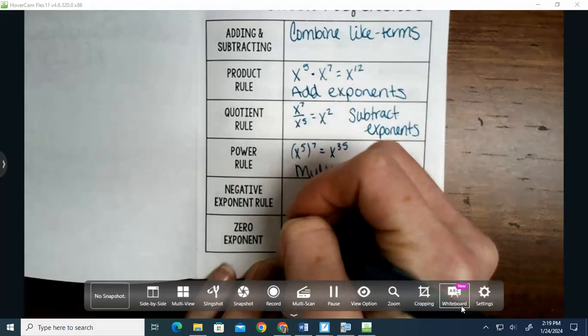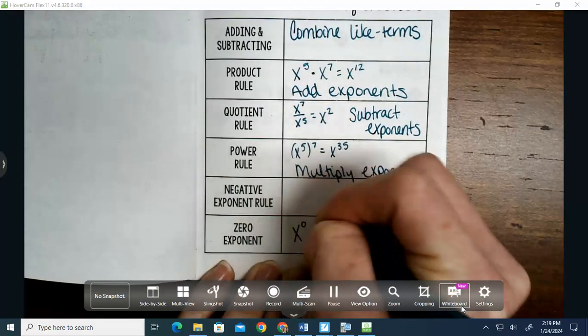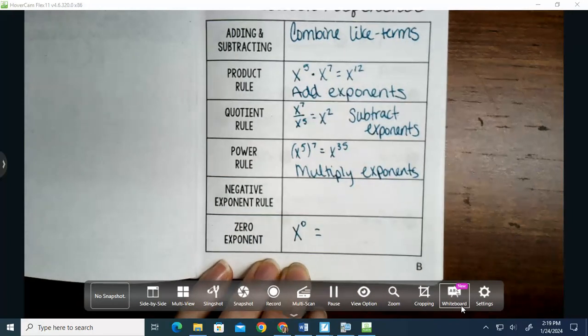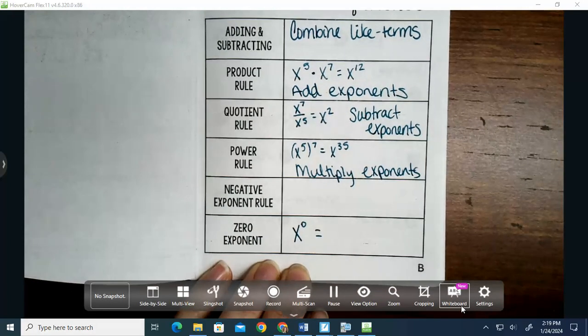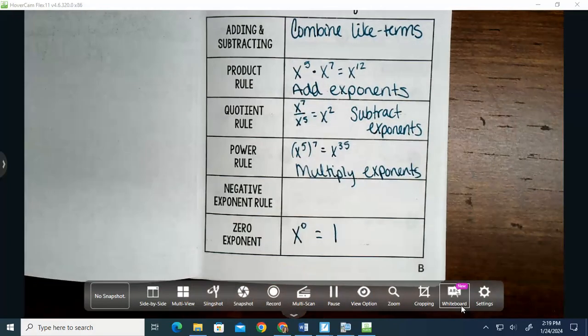But we have seen things with zeros. Anytime something has an exponent of 0, what is it equal to? 1. Anything to the 0 power is 1. Okay. Any questions so far?